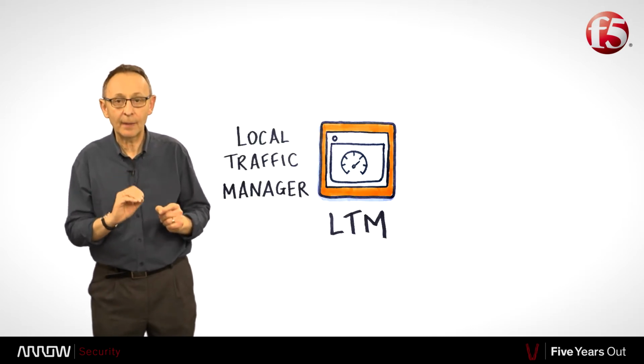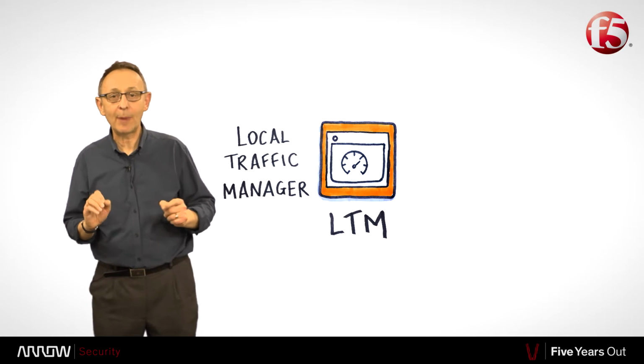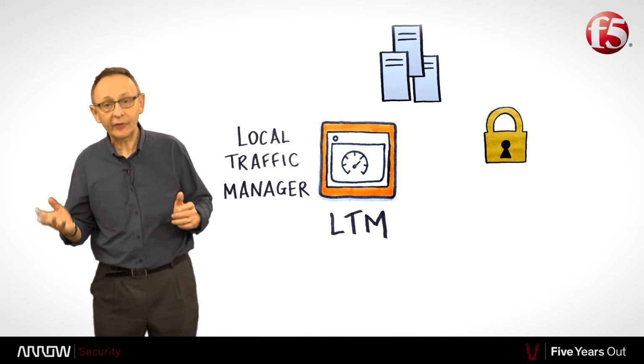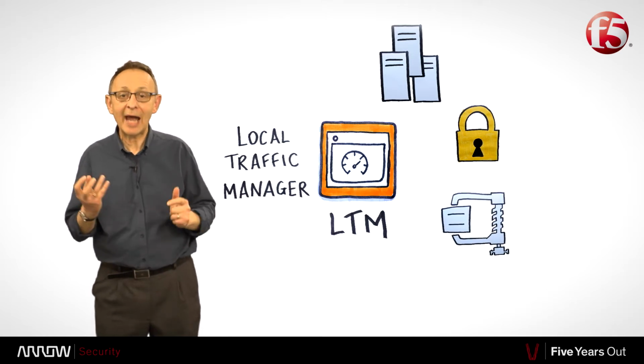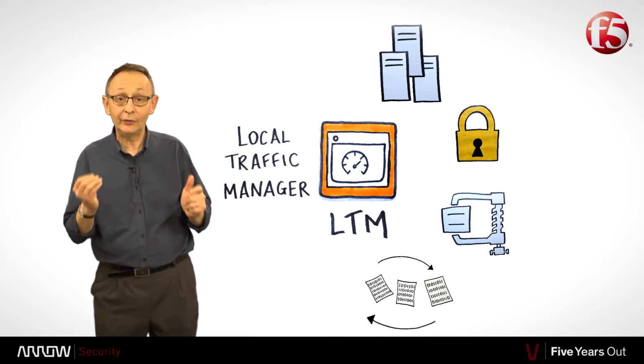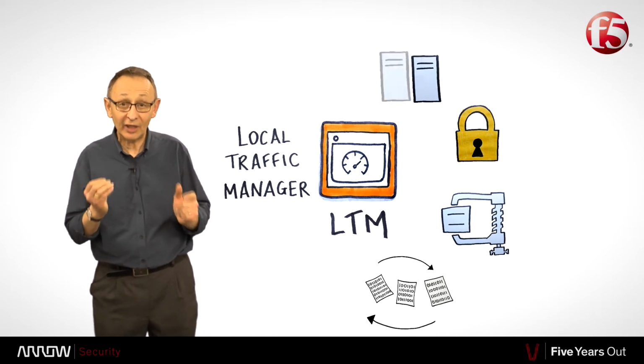The first and most often used module is the Local Traffic Manager. Commonly used to load balance in a server farm, it has much more functionality. It can do SSL offload, compression, and can handle the TCP connections out to the internet. This can reduce the load on your servers by up to 60%.